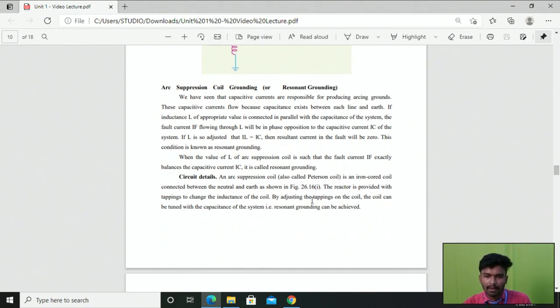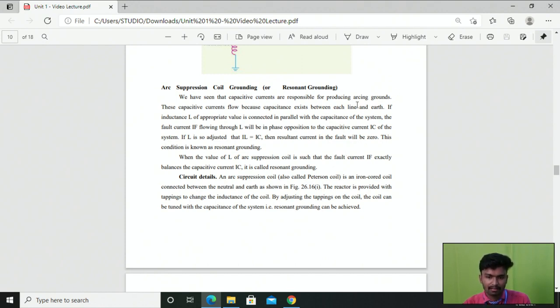So we know that capacitive currents are responsible for producing arcing grounds. Due to the presence of capacitive currents only, the arcing current is produced, right? We know what arcing grounds are. Arcing grounds means if in your three-phase system the neutral point is not connected to the earth properly, it will automatically create some current. Due to the absence of earthing, a capacitance is formed between the phases and the ground, so it will produce a capacitive current. Due to that capacitive current, the arcing ground is produced.